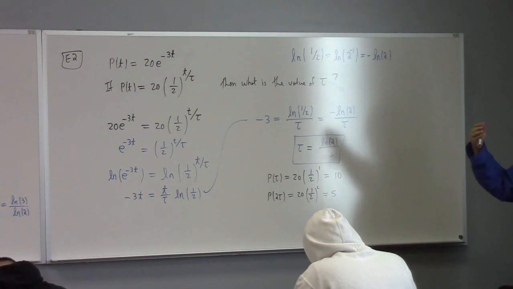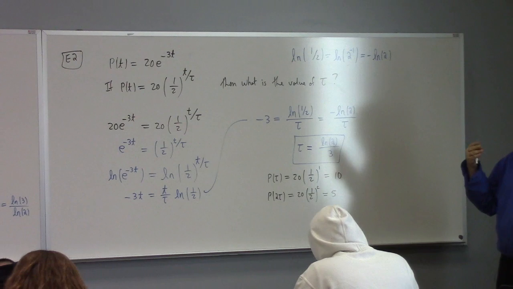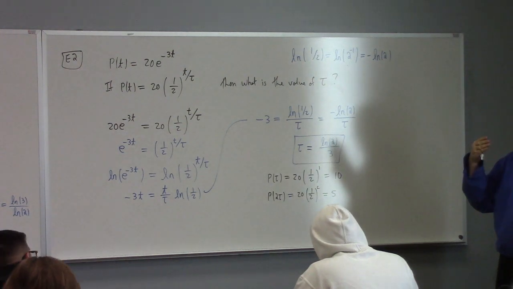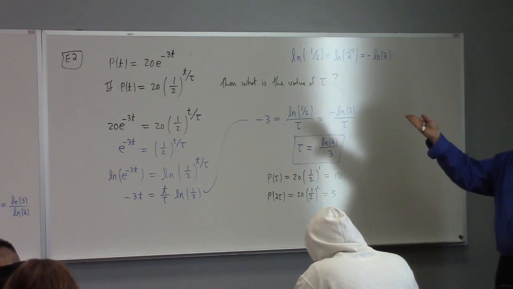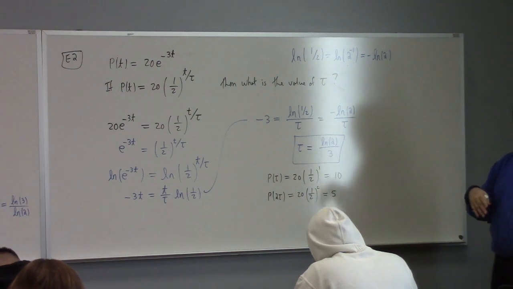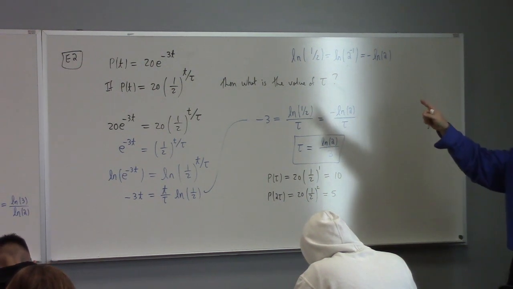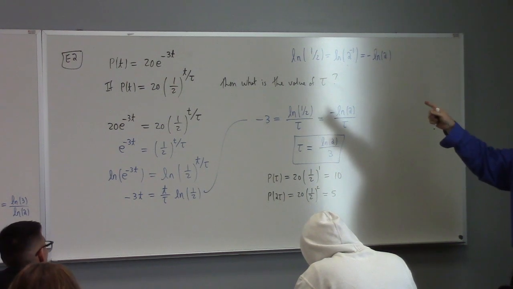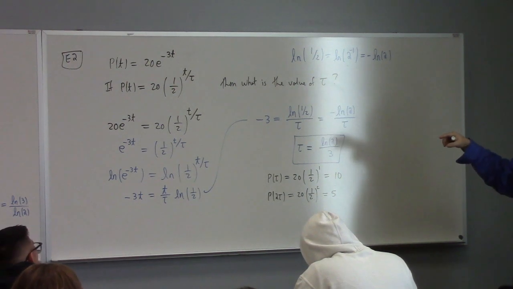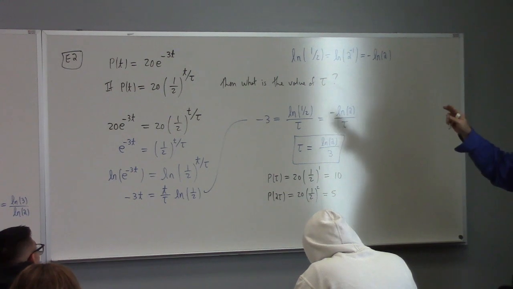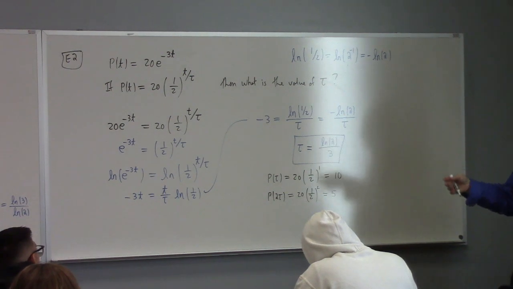So after you go from time 0 to time tau, every time you go that much time forward, if this is population, your population halves. So this is called the half-life. If it goes the other way, if instead of having a minus 3, we had a plus 3, we would end up having 2 to the thing. It would be the doubling time.